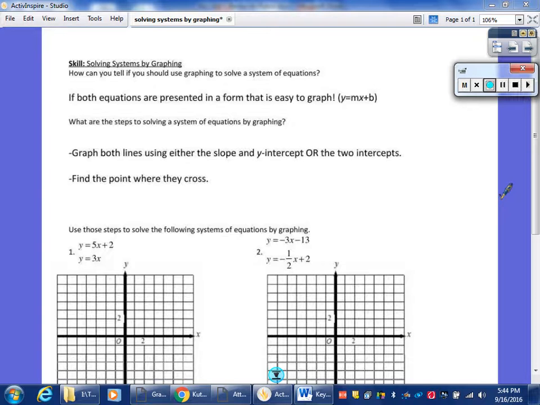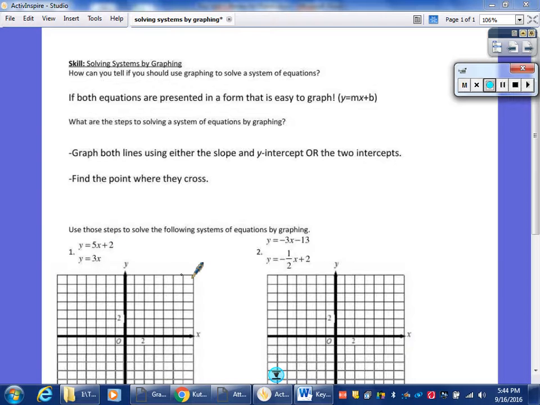Alright guys, this is how to solve systems by graphing. The way that you can tell that you want to solve a system by graphing is, one, did your teacher tell you that you have to solve the system by graphing? But two, you can also tell that graphing would be the preferred method for solving a system if it's presented to you in y equals mx plus b.